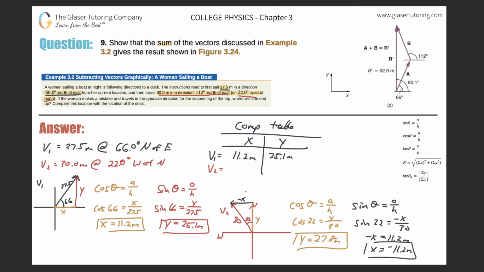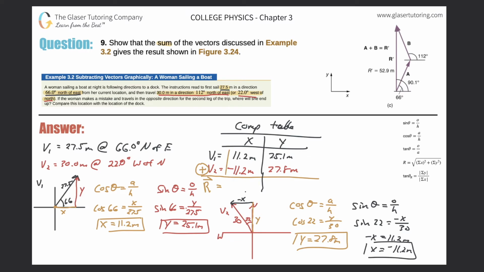Let's plug those values in now to our component table. The x component of v2, of vector 2, was negative 11.2 meters. Interesting. And the y component was 27.8 meters. Wonderful. Now, remember the overall rule here. To find the resultant vector, let me just bring this divider down a little bit. To find the resultant vector, all we need to do is simply add v1 and v2, the components of each, together.